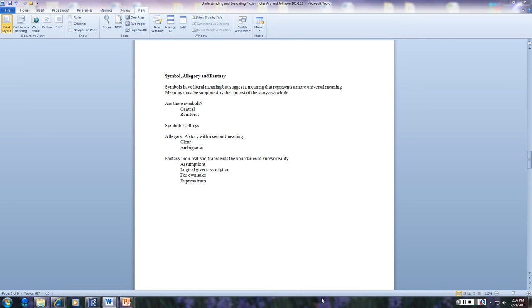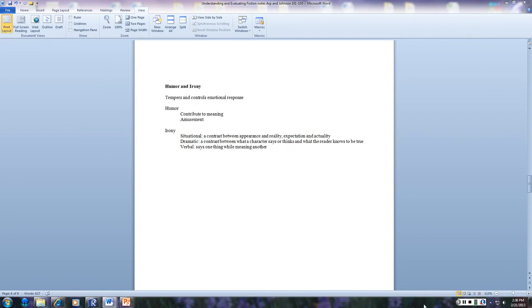And fantasy is when we have non-realistic elements, things that transcend the boundaries of known reality. When we have fantasy, we need to look at the assumptions that the fantasy is based on. And then within those fantastical assumptions, the story still must have a kind of logic to it. Is the fantasy there for its own sake, or does it serve to help express a truth as far as the story is concerned?